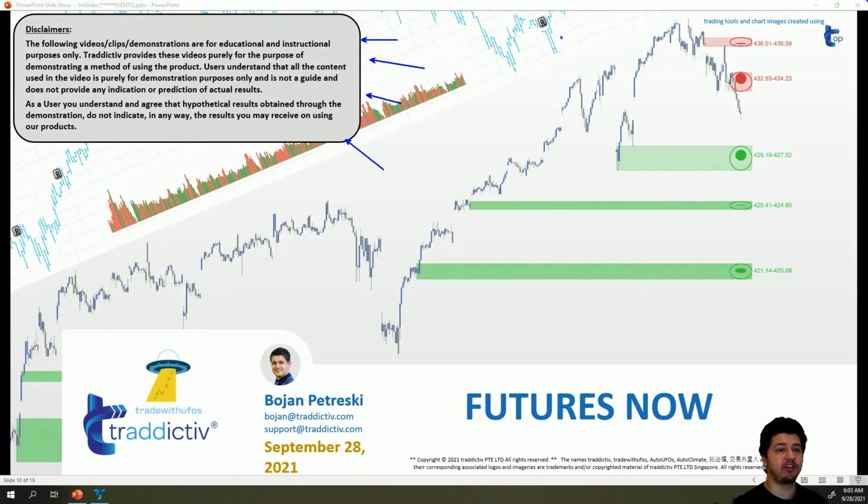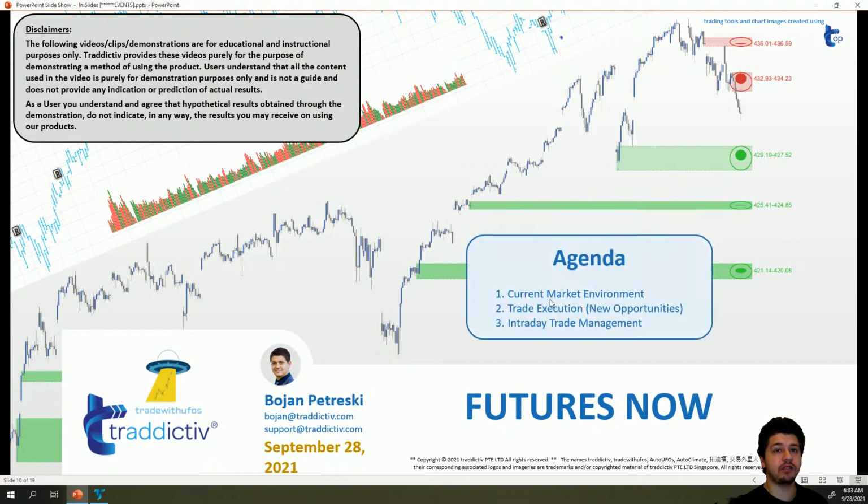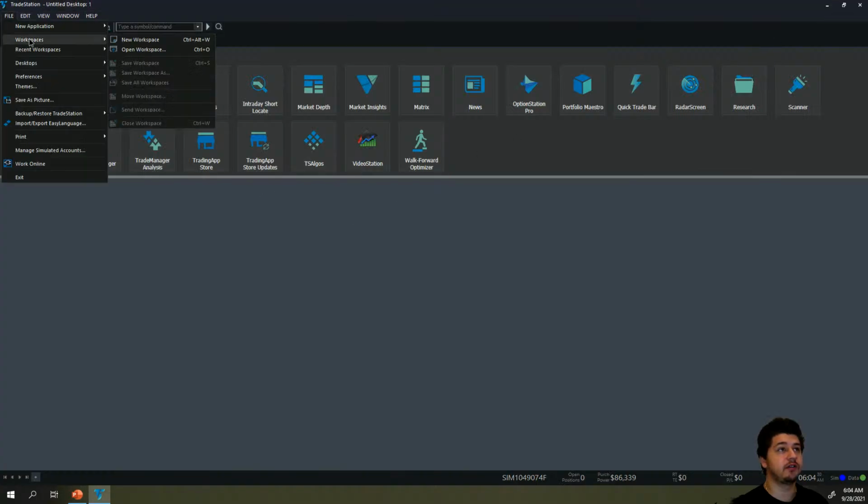As we're getting started with our futures session for today, this is the agenda. We're going to take a look at what the market environment is, and what kind of positions we can take. We're going to execute those positions and manage them utilizing our intraday management plan and rules. So that's the current plan right now. Let's go ahead and get started and load up the workspace here.